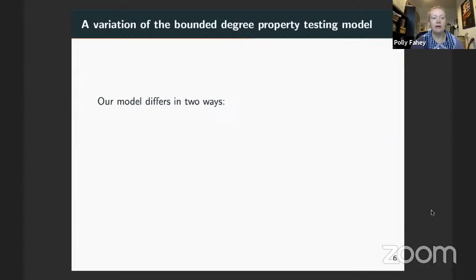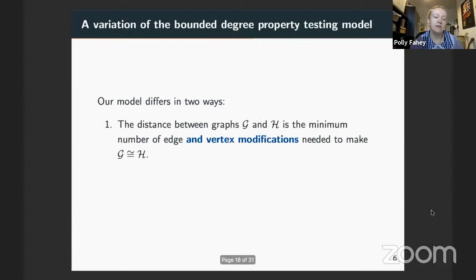Okay, so now let me discuss our model. Our model, as I mentioned before, is a variation of the bounded degree property testing model, which I will refer to as the classical model from now. Our model differs from the classical model in two ways. Firstly, in our model, the distance between graphs G and H is now the minimum number of edge and vertex modifications which are needed to make G and H isomorphic. If you remember back to the classical model, we only allowed edge modifications. So now we can compare graphs on a different number of vertices.